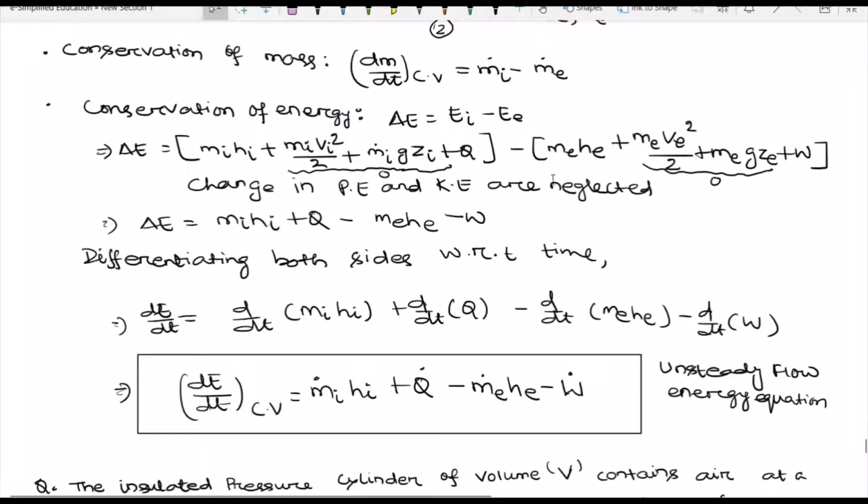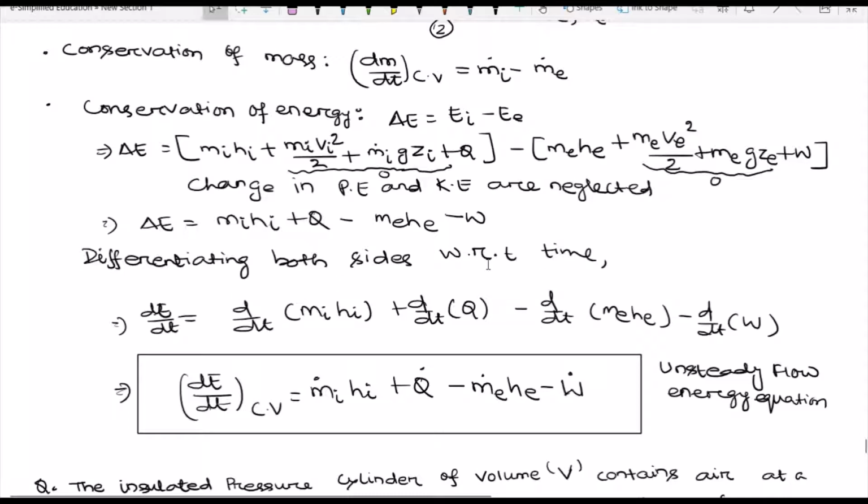But the changes in PE and KE are neglected. Potential energy and kinetic energy are neglected. So this term and this term will be 0. This term and this term will also be 0. Now delta E will be m_i h_i plus Q minus m_e h_e minus W.